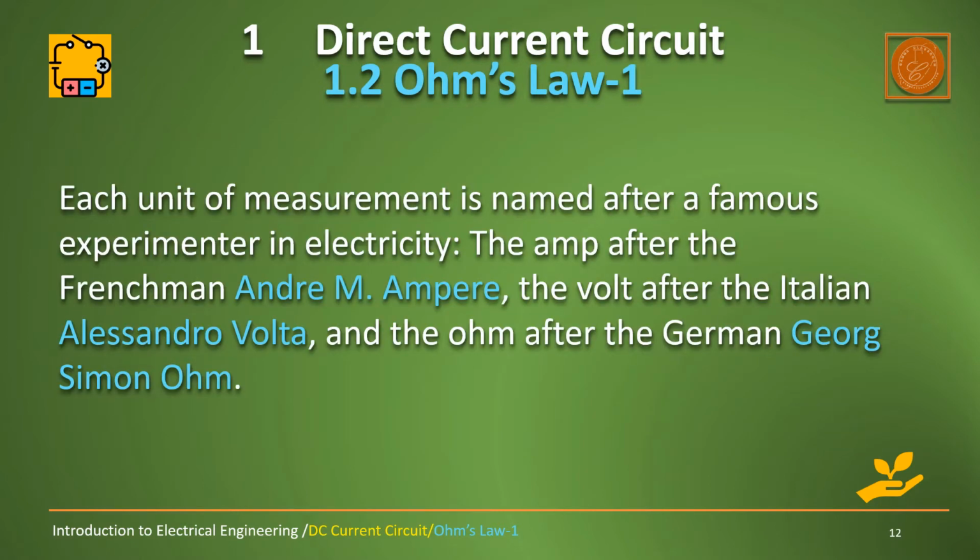Each unit of measurement is named after a famous experimenter in electricity. The amp after the Frenchman Andre-Marie Ampere, the watt after the Scottish James Watt, and the ohm after the German Georg Simon Ohm.